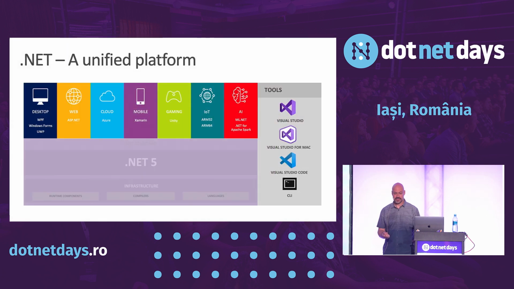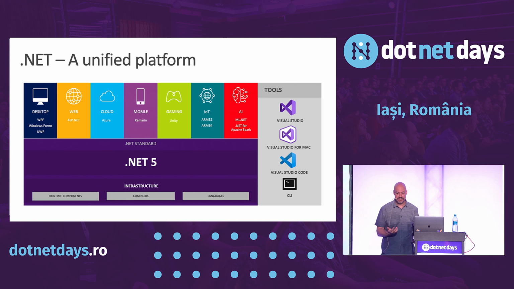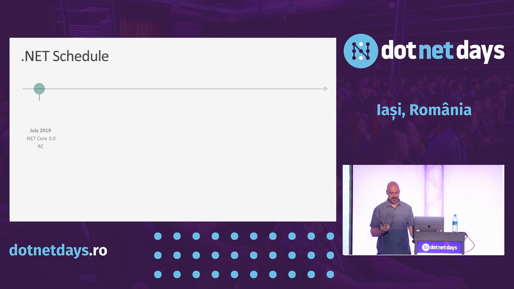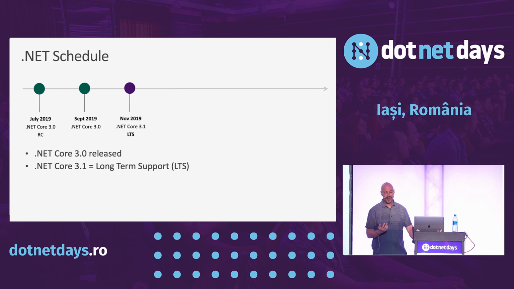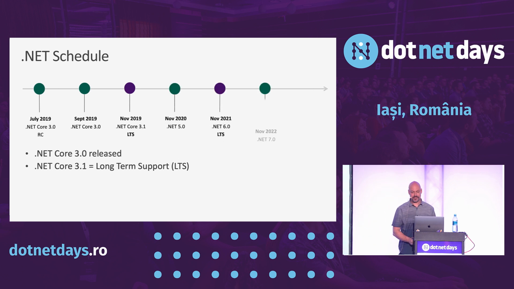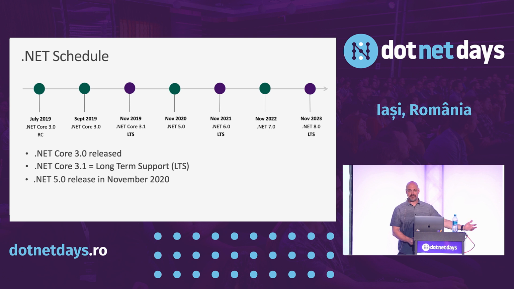So here's a fancy marketing slide that I think I get paid to put in or something. Here's our release schedule. 3.1 has just shipped. We've got .NET 5 coming out in November, and then we've announced that this is our next release strategy going forward.